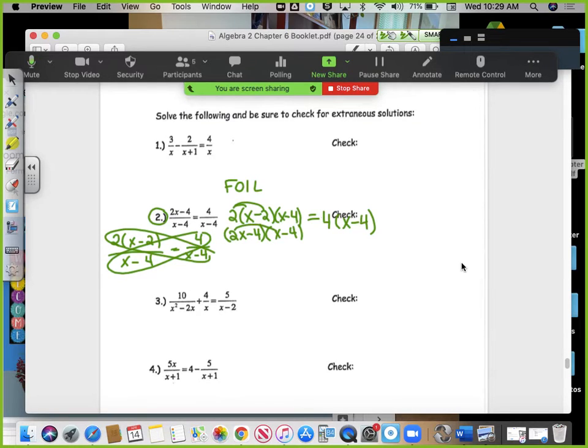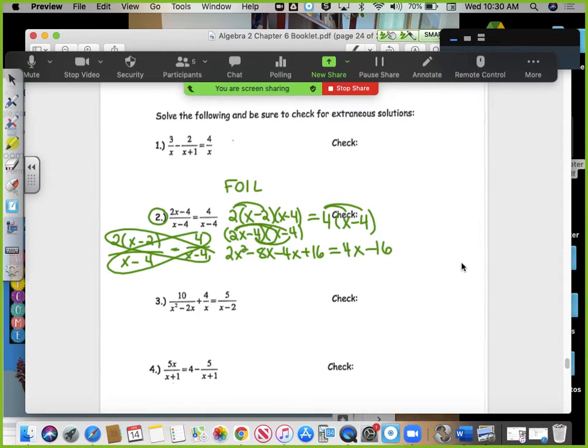I multiply 2x times x, 2x squared. 2x times negative 4, negative 8x. Negative 4 times x is negative 4x, and negative 4 times negative 4 is positive 16. That's going to be equal to 4x minus 16 on the other side, since I can just use the regular distributive property for that. Now it's time to move things around, try and solve for x, and if I can't, then I'm going to have to factor.